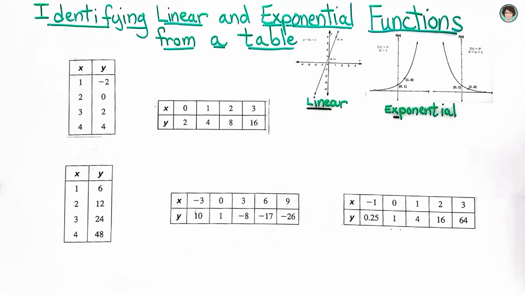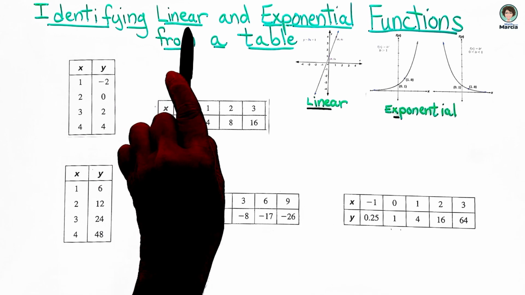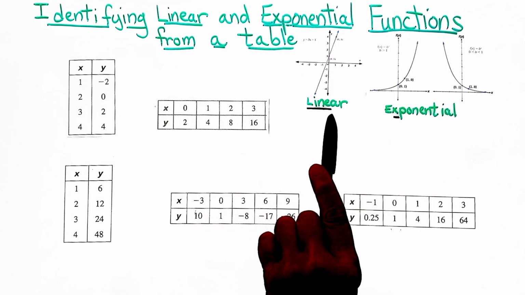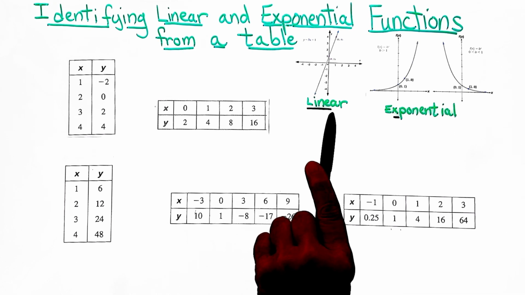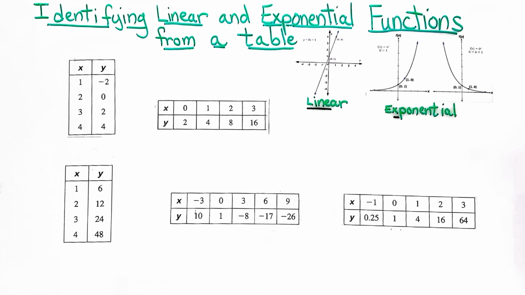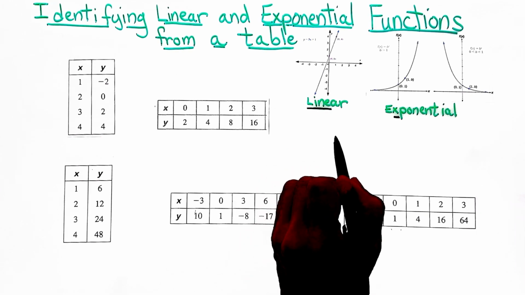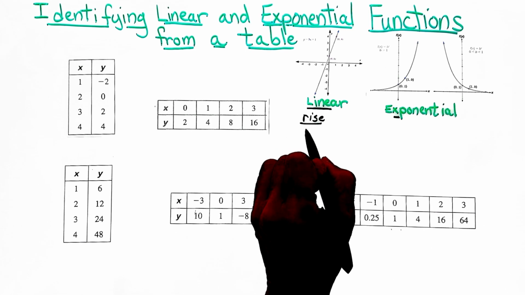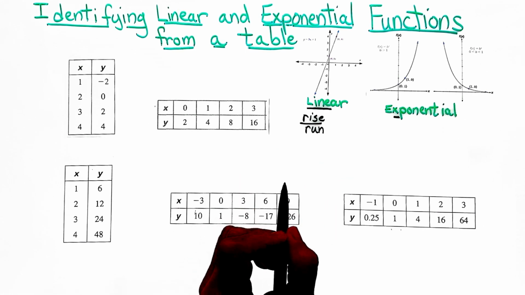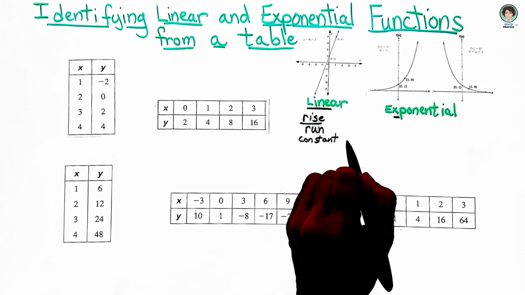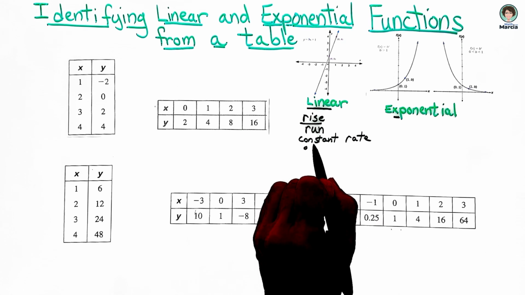For this lesson, we are going to be identifying linear and exponential functions from a table. So let's see, what does a linear function look like? Notice I've underlined the word line. So a linear function will be a line. And when we're talking about a rate of change, we're always going to do rise over run. And that's what we're looking for, a constant. So we want a constant rate of change.